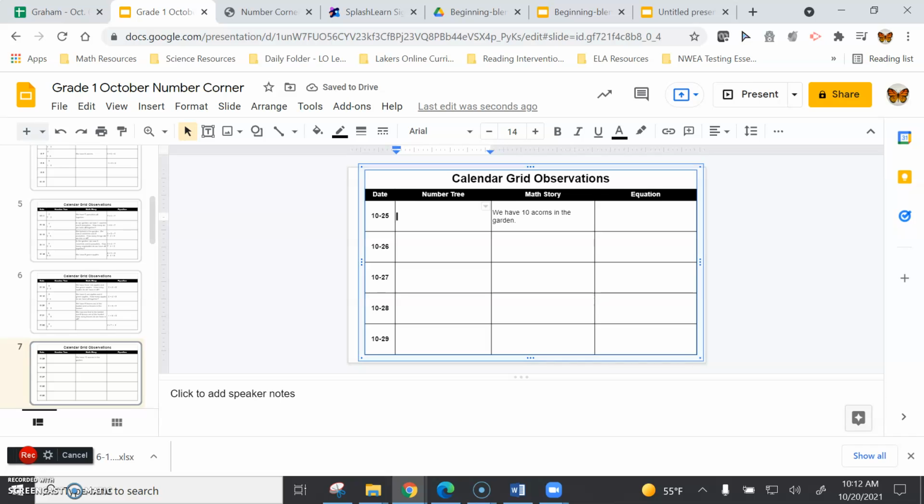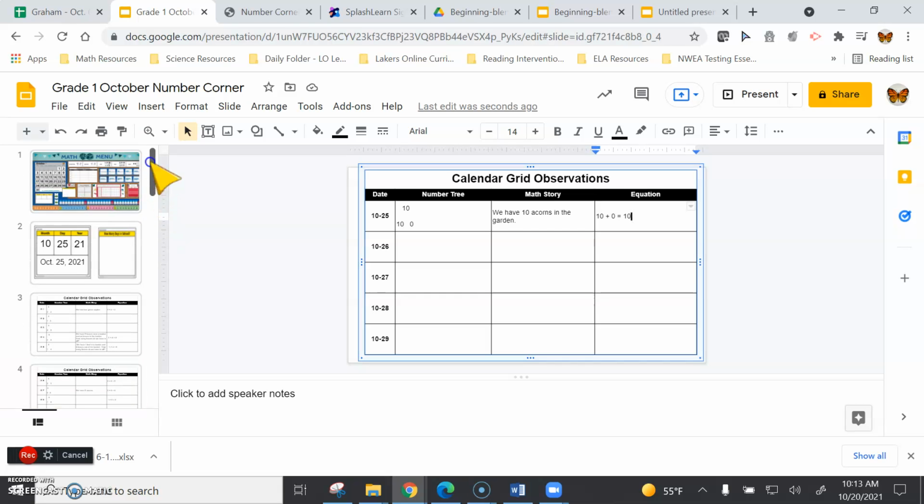What should be on our number tree? Are you thinking what I'm thinking? 10 is our big number, and we have 10 acorns and nothing else. So these are the numbers that are on our number tree. Can you think of a math equation to explain it? I think so too. Yes. 10 plus 0 equals 10. Good job, All Stars. Really good job.